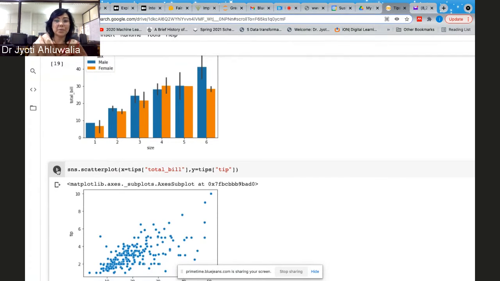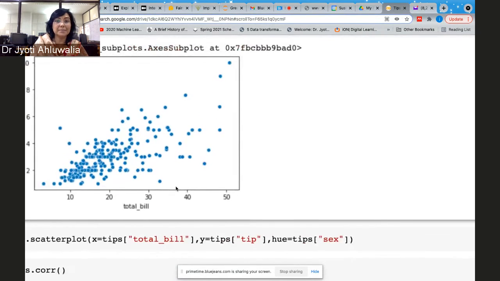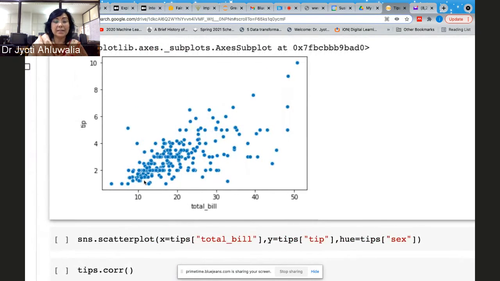We discussed that scatter plot is one of the very, very important plots because it tells us the relationship between two numerical variables. So we have the tip here, which is the y-axis, and we have the total bill amount, which is the x-axis. Now, if you see the scatter plot here, very, very interesting. There is a linear relationship. As the tip amount is going up, the bill amount is also going up.